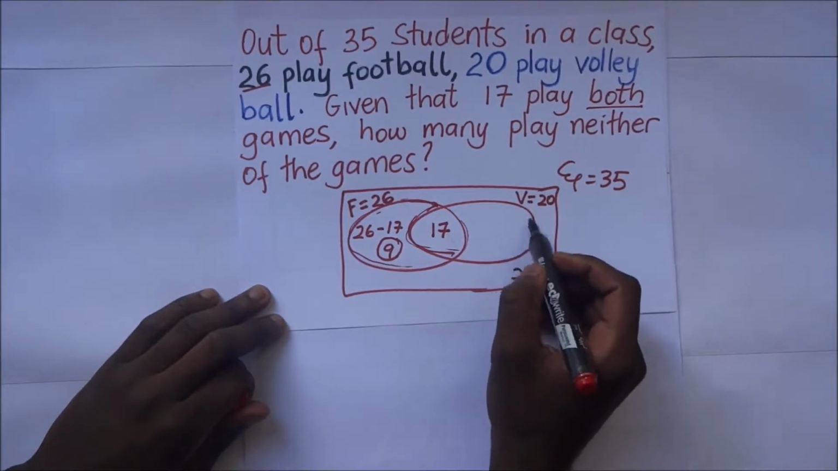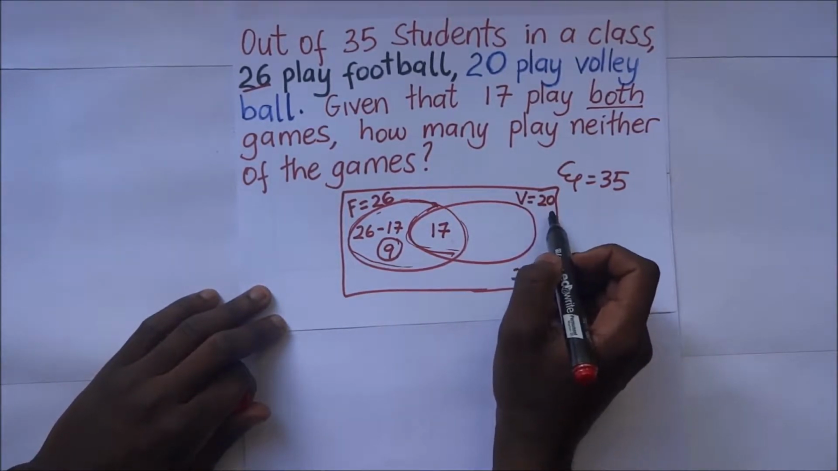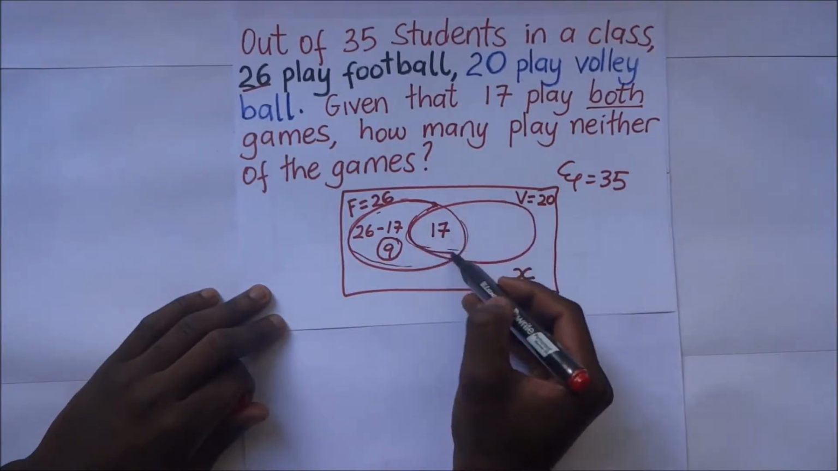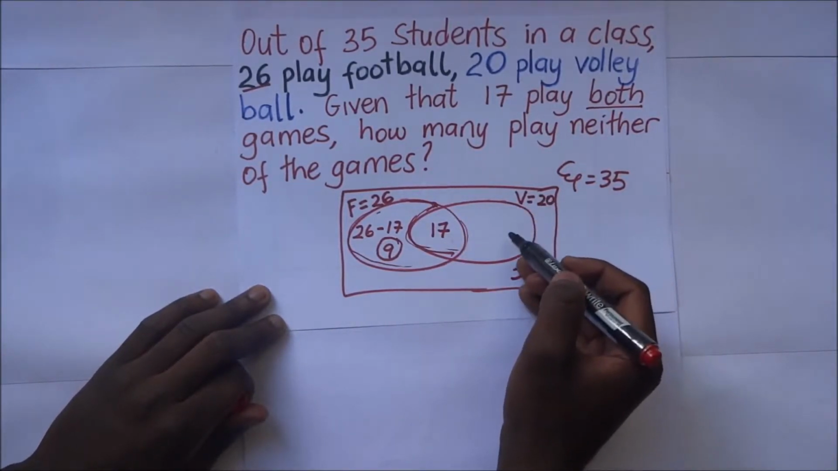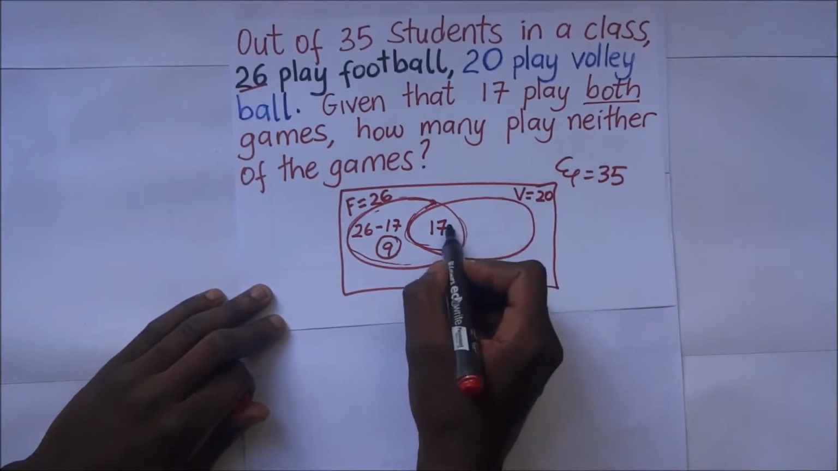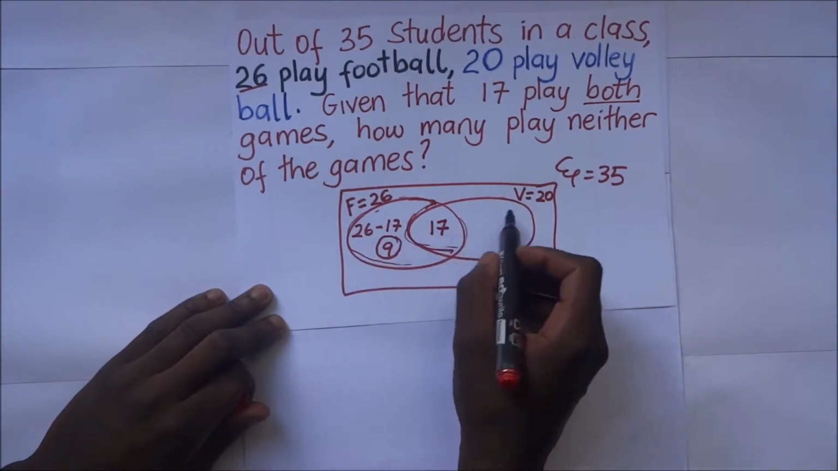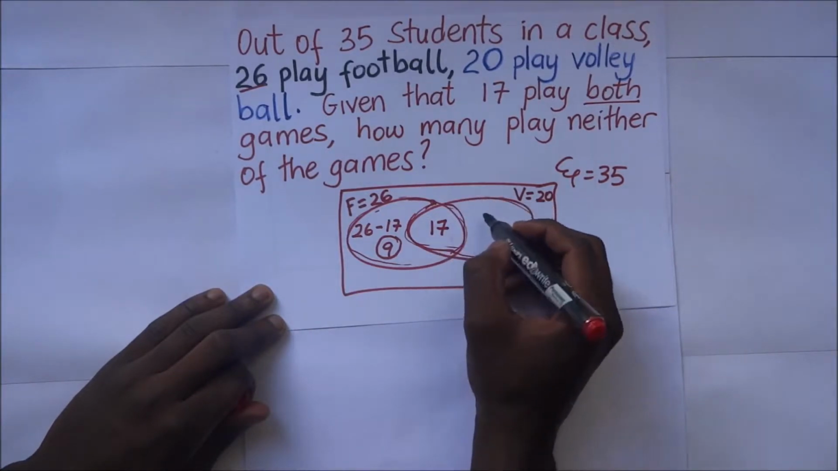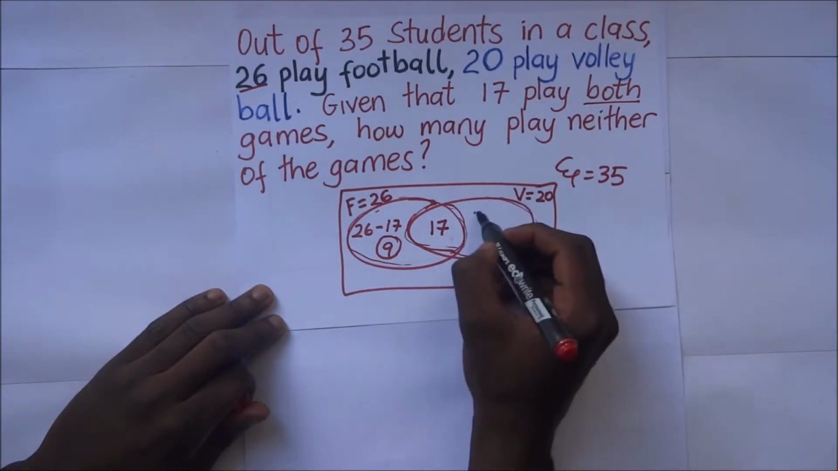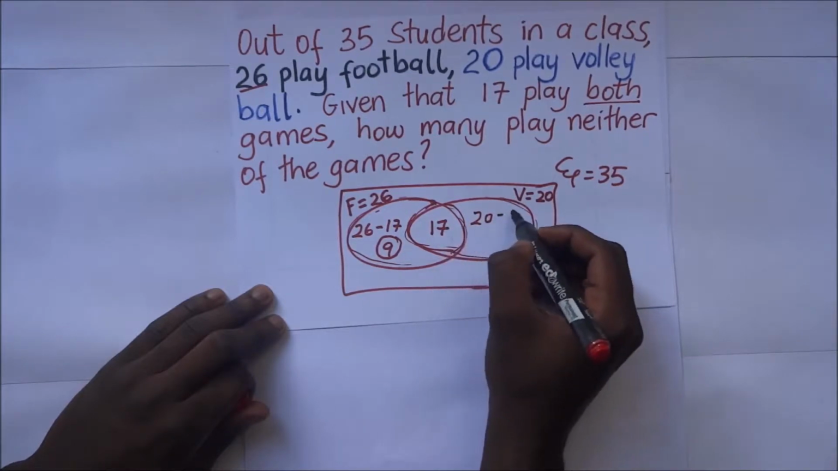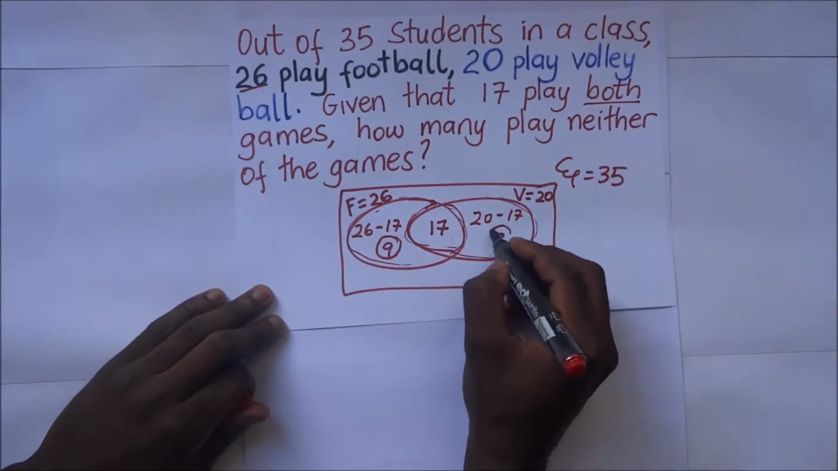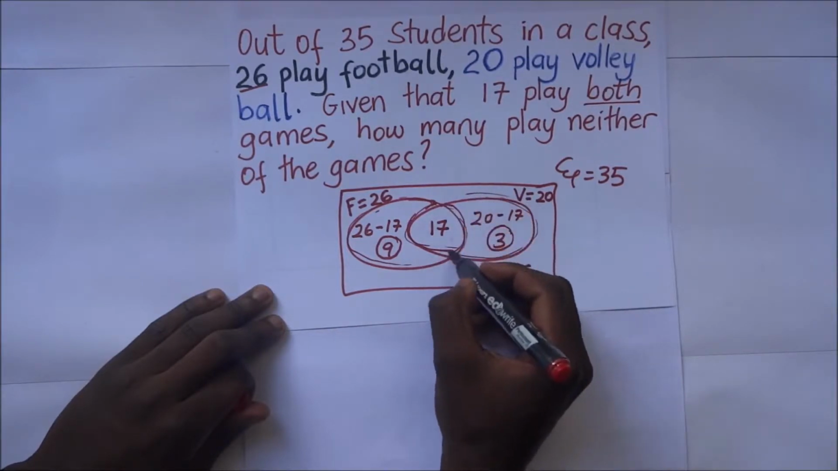Then the ones that play volleyball, we said they are 20. It means these 20 cover everything inside this circle. They are the people who play volleyball. But amongst them, there are those who play volleyball and football, which are 17. And those that play volleyball only are this section, and we get them by saying 20 minus 17, and the answer we get here is 3. So there are only 3 students here that play volleyball only.